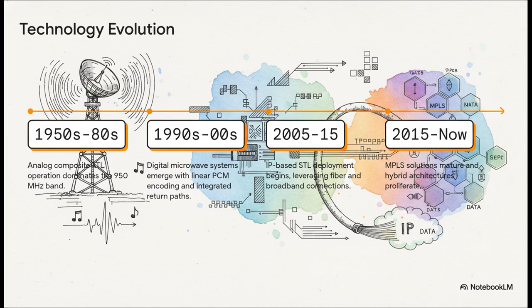For decades, from the 50s all the way to the 80s, it was all analog radio links. That was the only game in town. The 90s finally brought us clean digital audio. But the real earthquake, the thing that changed everything, was in the mid-2000s when we started using IP. And that brings us to today, the super flexible era of mixing and matching systems, using tools like MPLS to guarantee that signal gets through.